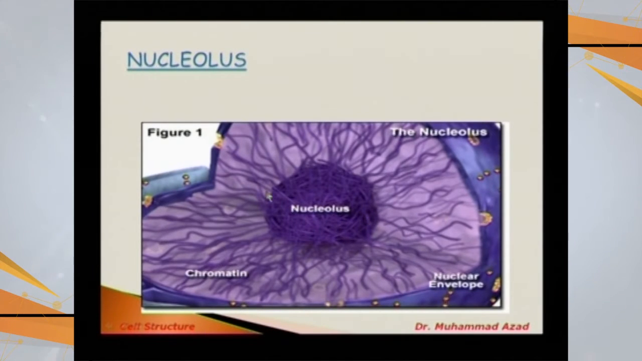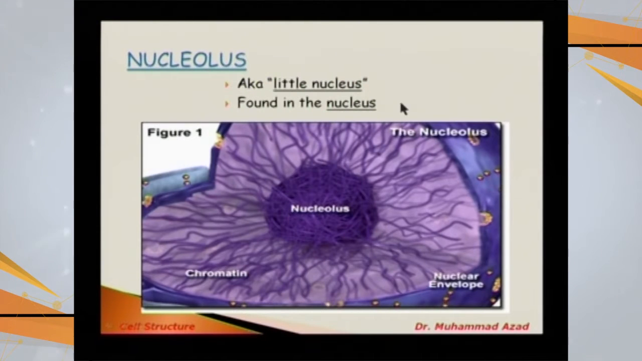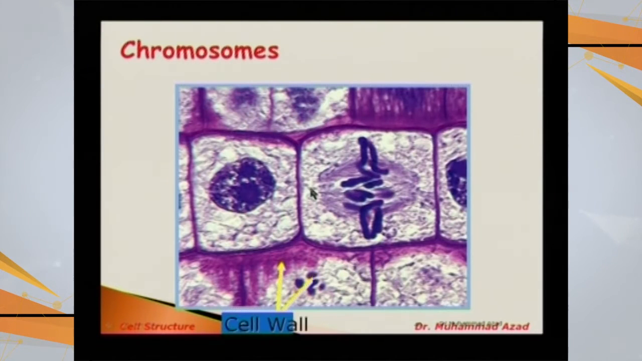So this is a part of the nucleus, and sometimes also called a little nucleus, and it may be one or more than one in one cell. The main function of this nucleolus is the production of ribosomes. So three varieties of RNA, ribosomal RNA, transfer RNA, messenger RNA, as well as the ribosomes, are being synthesized by this nucleolus. Another view of a plant cell.